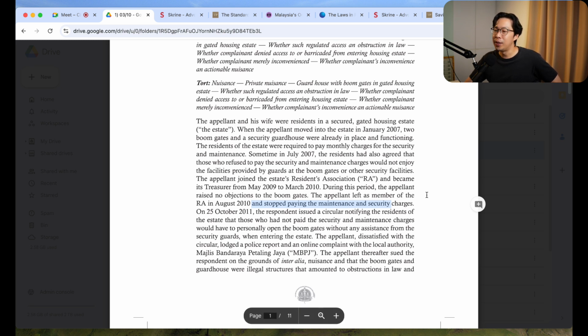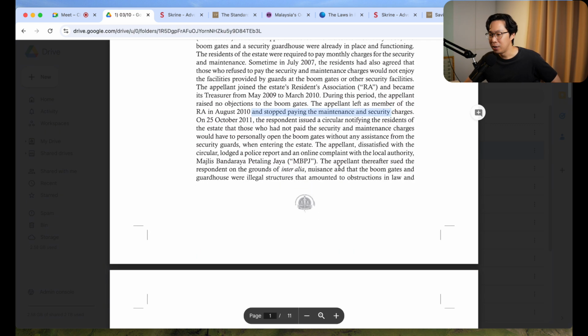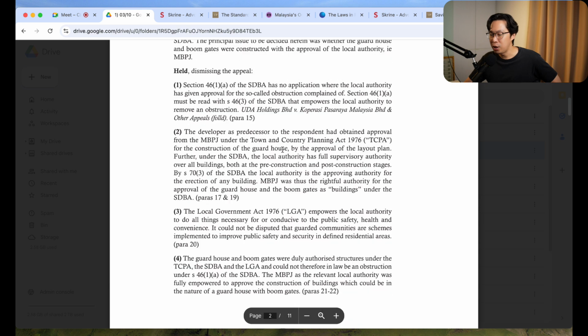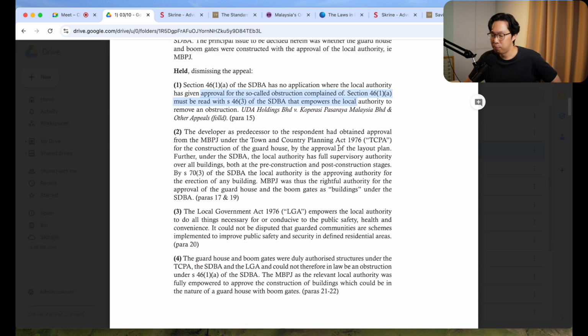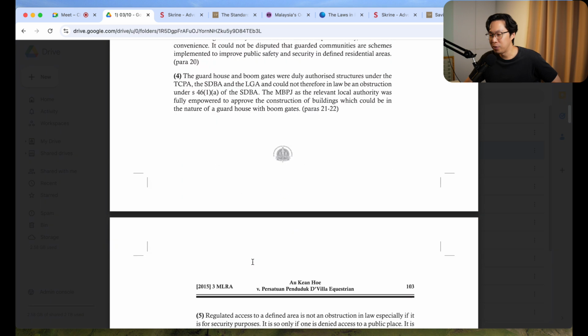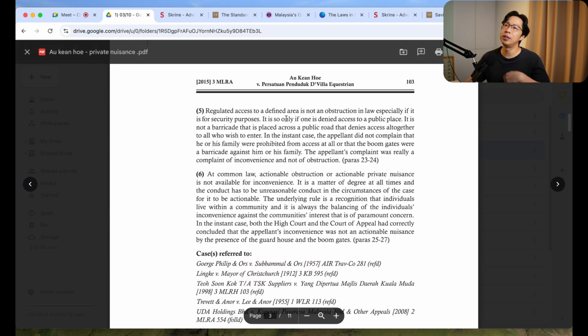First thing, the boom gate was approved by the Majlis Perbandaran. There was a license, so it was not built there illegally. Second, the boom gate is there to provide security for the residents in that area. So the appellant's suit in nuisance, the appeal was dismissed, meaning no point of appealing, because first, they have a license, and second, it is to protect the residents for security. So I want you to read how the judge came to this.